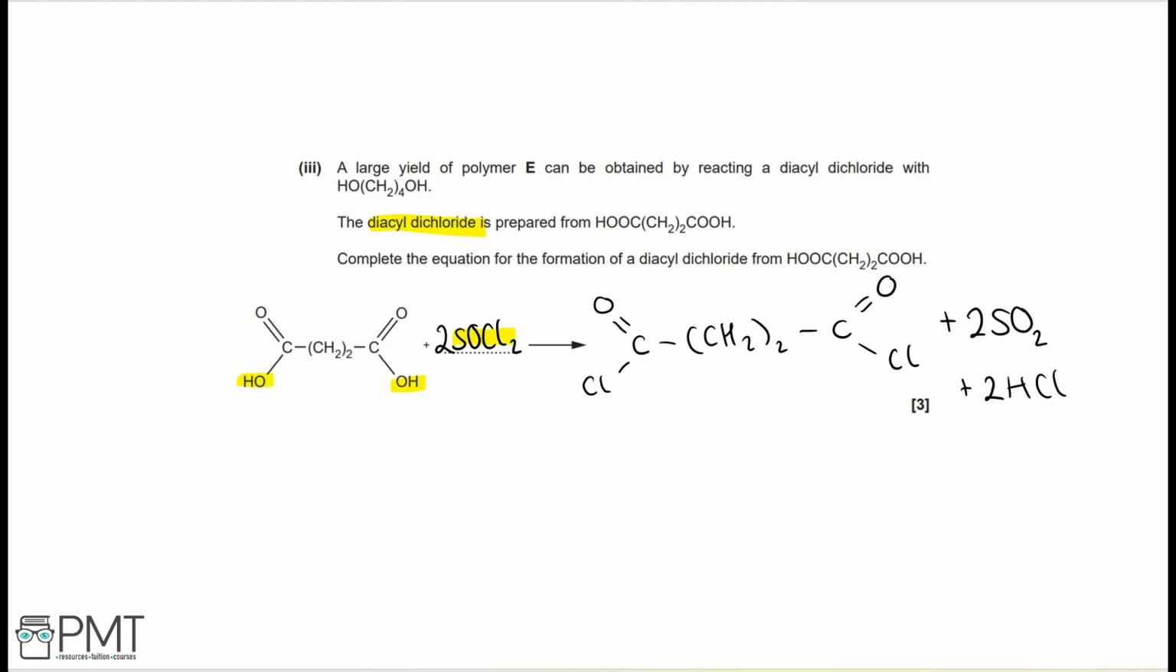So to get the 3 marks for this question, you get a mark for writing SOCl2 as your reagent. You get a mark for the correct structure of your diacyl dichloride, and then you get your 3rd and final mark for correctly balancing the rest of the equation.